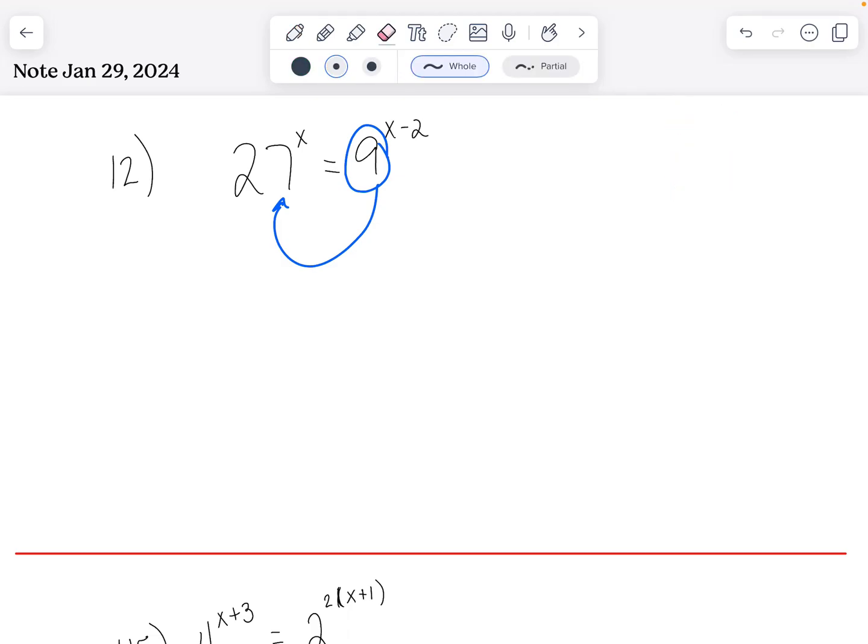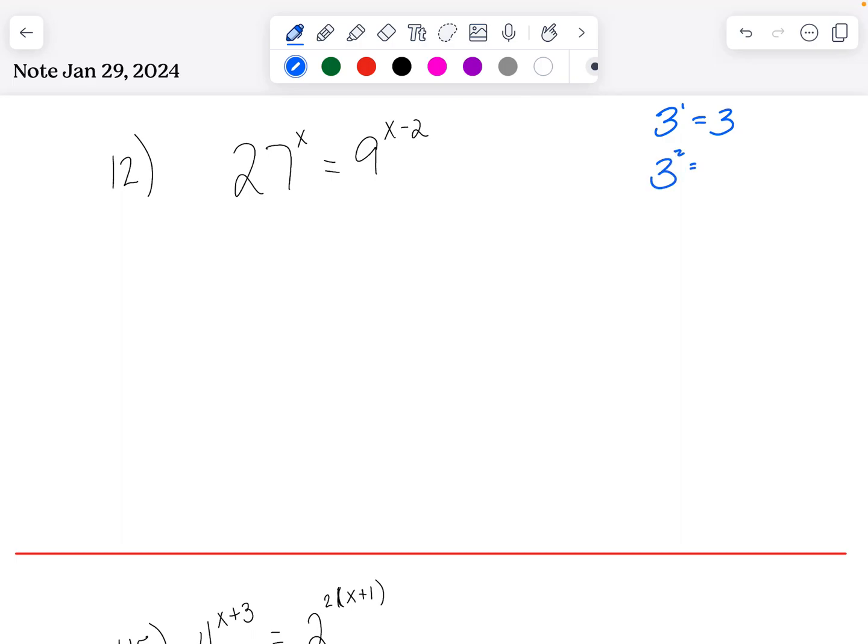But is there a smaller number that I can take to some power to make both 9 and 27? And there is. 3 goes into 9, and 3 goes into 27. So let's check. 3 to the first is 3. 3 squared is 9. 3 to the third is 27. So what I can do is rewrite 27. And instead of 27, I'm going to write 3 to the third power.